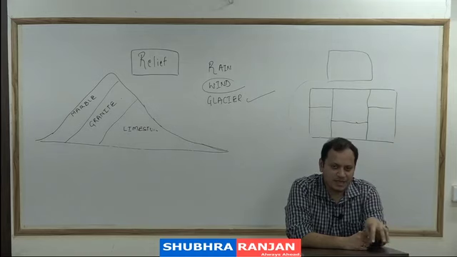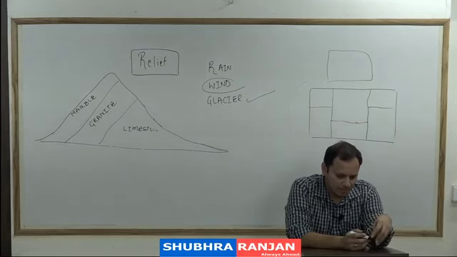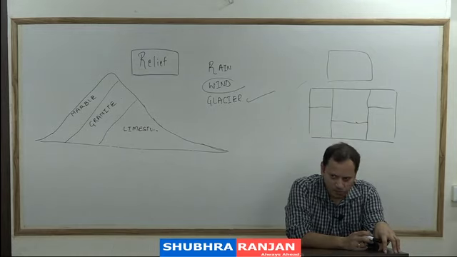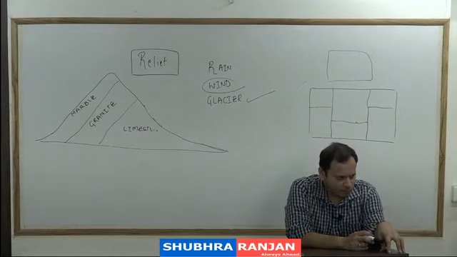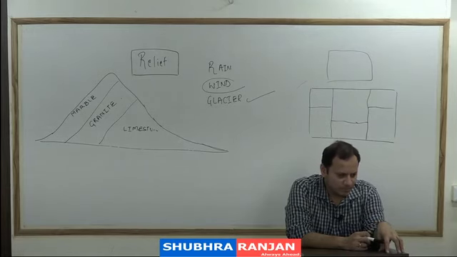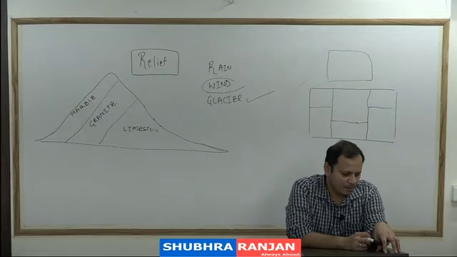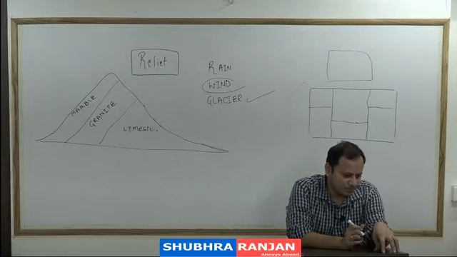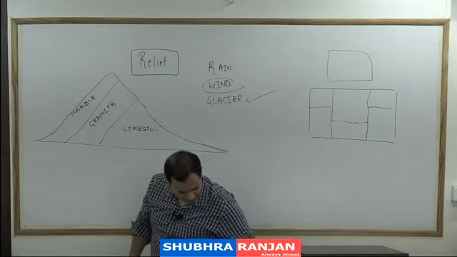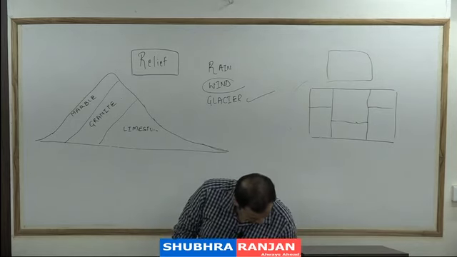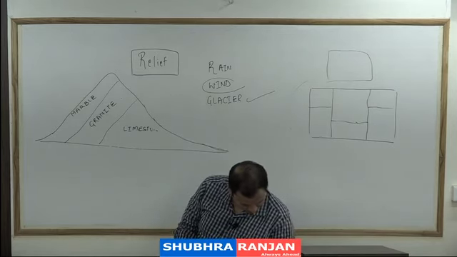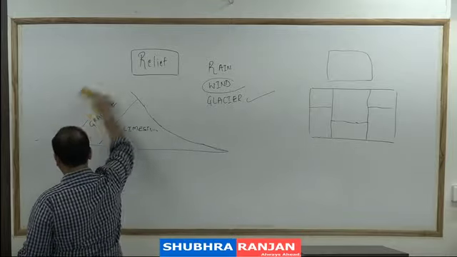In the bracket, weathering and erosion reduce the height of a landform, and hence are known as destructive forces.